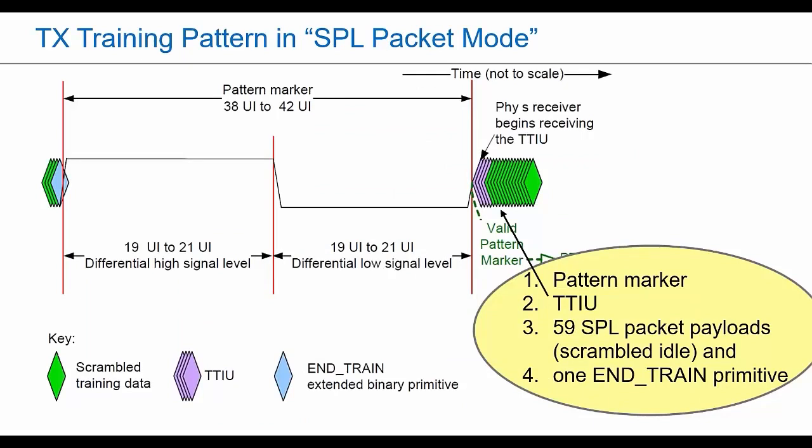So after that TTIU is sent, a SAS 4 device is supposed to actually send 59 SPL segments, which contain scrambled idle. So that's 59 128-bit SPL segments, where SAS 3 would send just 58 DWORDs of scrambled data. So with 24 gig, the scrambled idle stage is longer, right? They use a new primitive here, ntrain. This is one of the extended binary primitives. So that's used to delineate the end of the pattern and the start of the next.